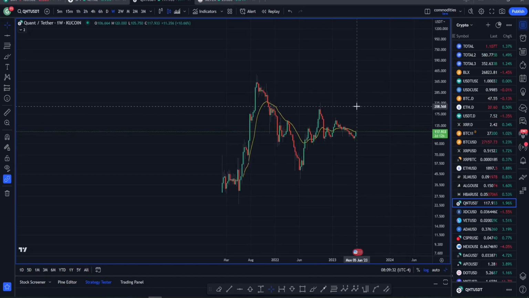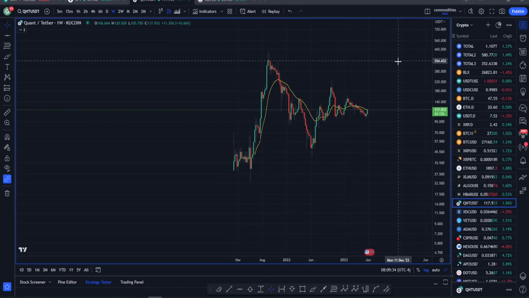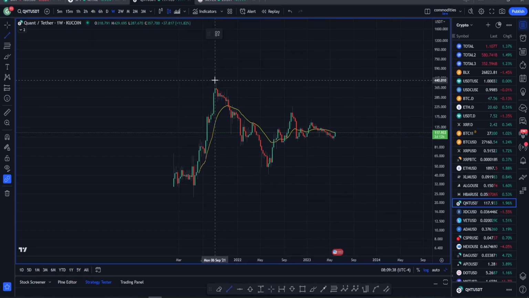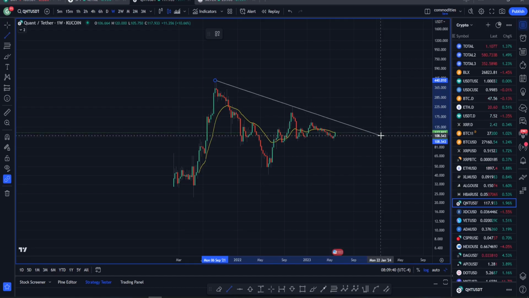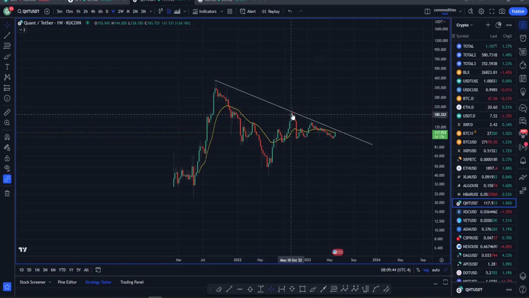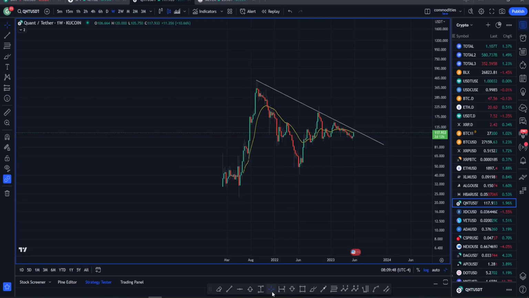QNT obviously holding up a lot better than HBAR, Algorand, and XLM. As you can see, kind of approaching its downtrend line here. If you draw it from this upper wick, it's kind of farther away, but if you go to the opens and closes here, it does line up with this previous high. So as you can see, getting pretty close to maybe a trend reversal here in Quant, holding these previous highs back here from June of 2021.